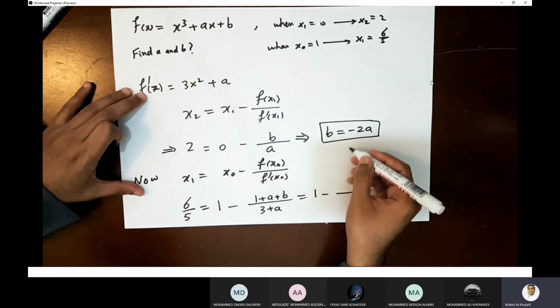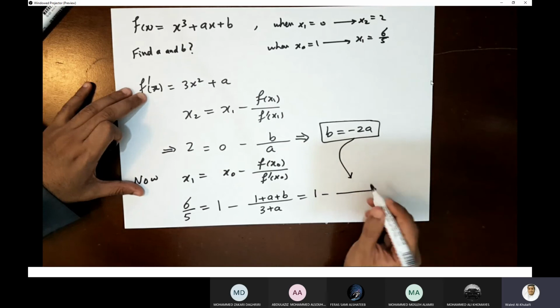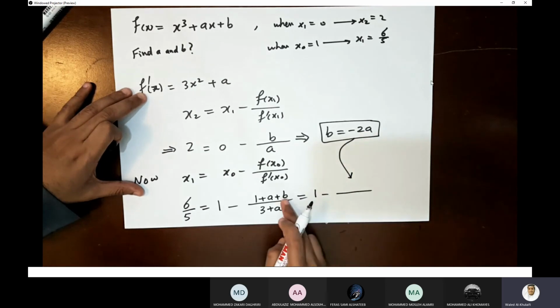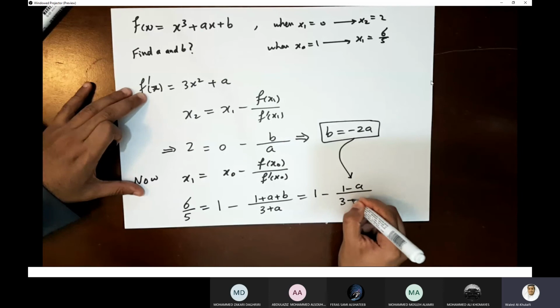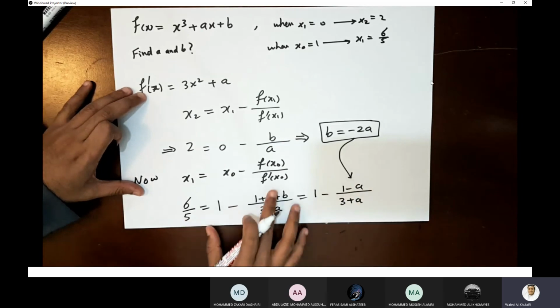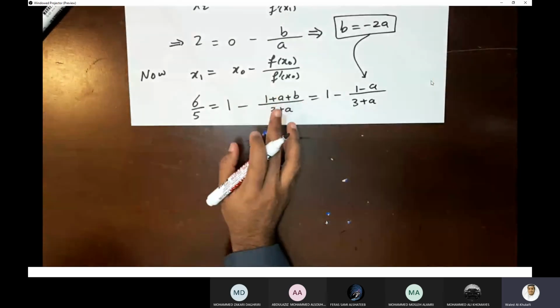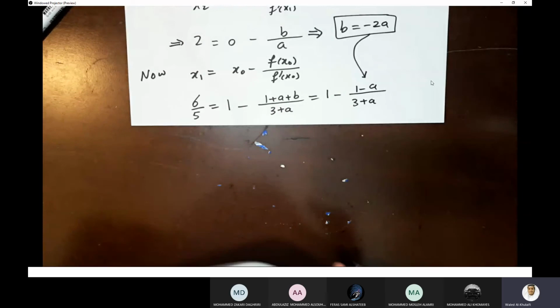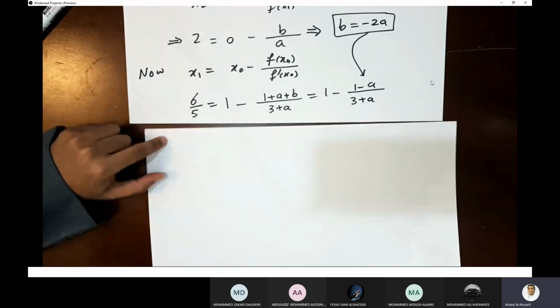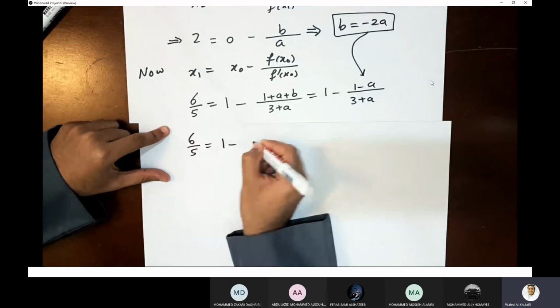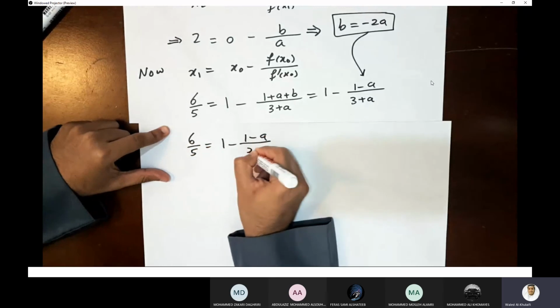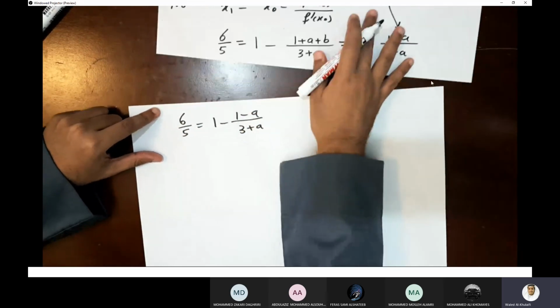Now from here, instead of b, I will put negative 2a. So it will be 1 minus a over 3 plus a equal this guy. Now I continue. If I find a, I will find b. Right? If I find a, I will find b. So 6 over 5 is equal to 1 minus a over 3 plus a. What should I do next, Shabab?